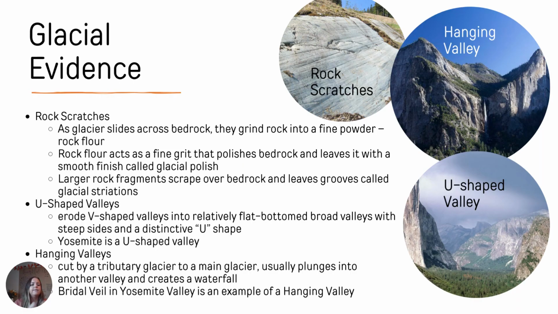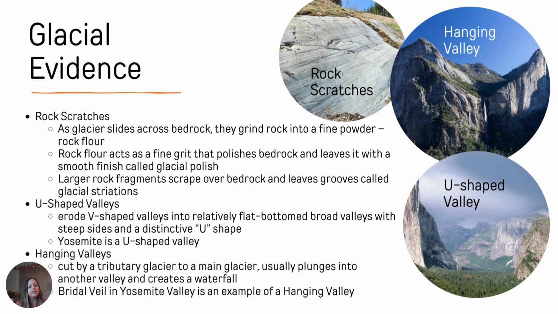Okay, so first we're going to look at rock scratches, U-shaped valleys, and hanging valleys. With rock scratches, this occurs when glaciers are moving across a landscape and they have a lot of other fine material, and sometimes they pick up larger rocks and it's grinding against the bedrock. As it grinds against the bedrock, it creates this really fine powder called rock flour.